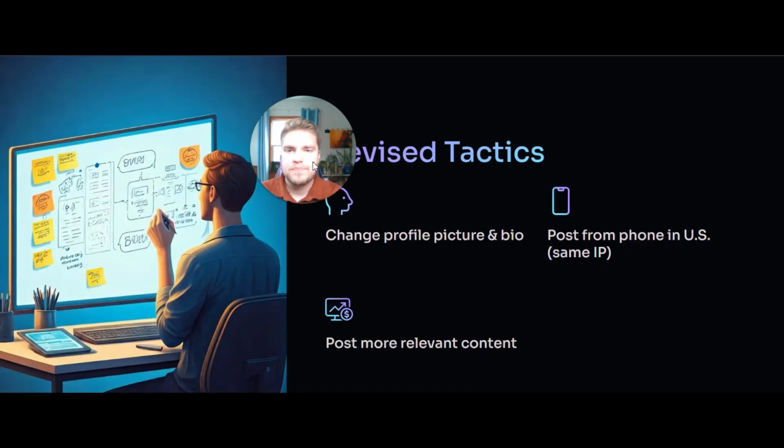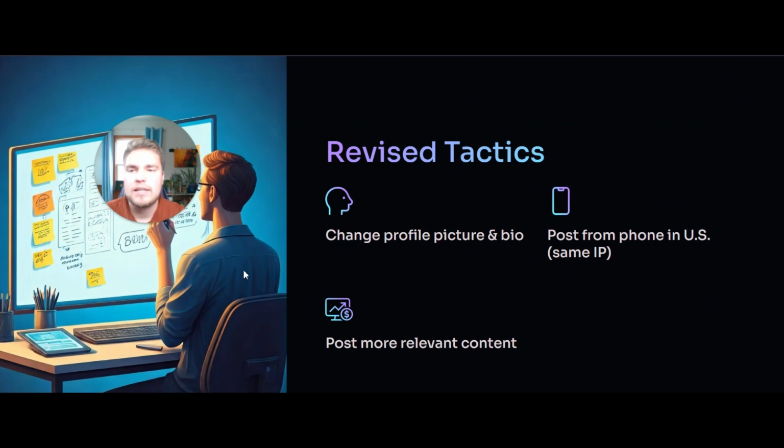Okay, so the revised tactics. What did we do to actually break out of the shadow ban? For the particular account I was talking about earlier, not mine, obviously, we changed the profile picture because they had a logo that wasn't the highest definition. We changed it from a logo to the actual person, the founder of the company, a high definition photo of the founder, right?